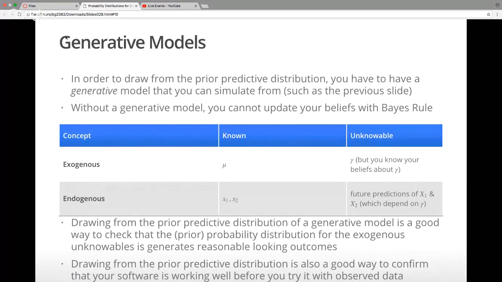Another way of thinking about the prior predictive distribution is to emphasize this concept of a generative model, which is a model that you've specified completely enough that you could simulate from it along the lines of the previous slide. And if you don't have a fully specified generative model, you can't use Bayes' rule to update your beliefs about those distributions because you don't have a complete model to begin with. But a lot of people, when they're doing research, just jump in halfway through the process and don't really think about the details of all the stuff that is going in the model.